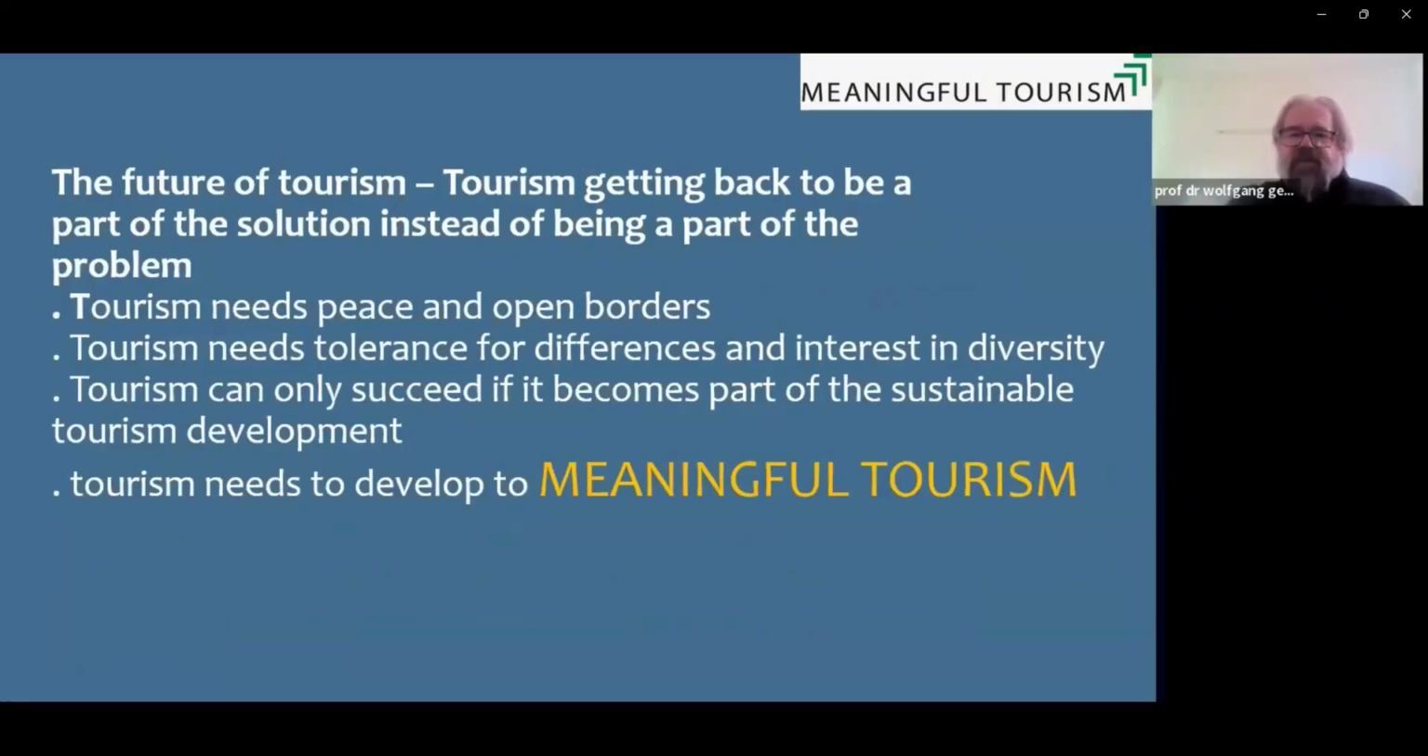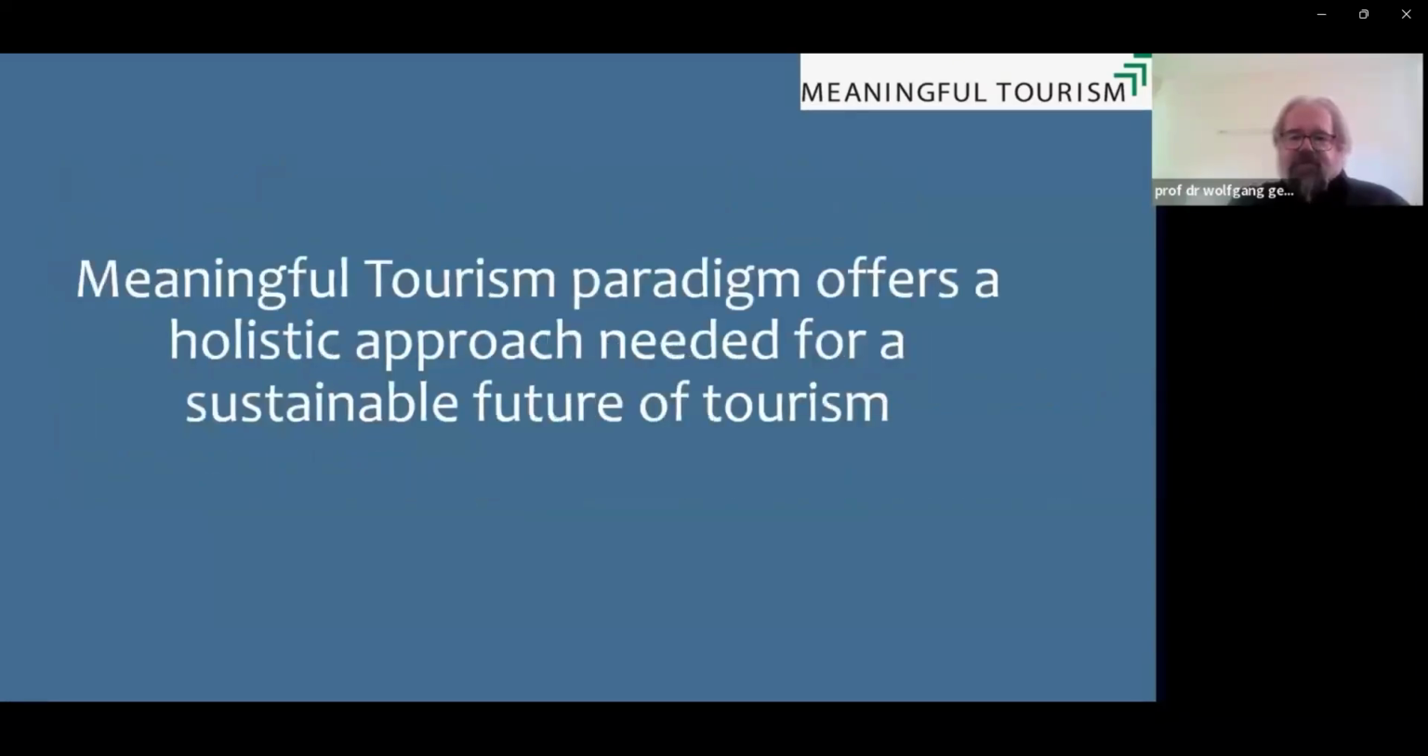So we see clearly in the current development that tourism needs peace. Tourism needs to work for open borders. Tourism has to support tolerance for differences and interest in diversity. So tourism can only succeed if it becomes more and more a part of the sustainable tourism development, not just for greenwashing, but for real. And for that, we are saying tourism needs to develop to meaningful good, because we are offering a holistic approach, which is what is needed.